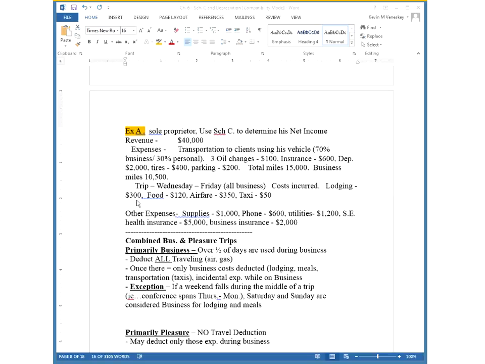Okay, so starting back up where we left off, you'd have to figure out here, we've got total miles and business miles, so what percent. If you do the calculations, it's 70% business, so 70% of, not including parking, you include all of that, but 70% of all of these we would be allowed to deduct. Or business mileage, 10,000 times the 56 cents per mile.